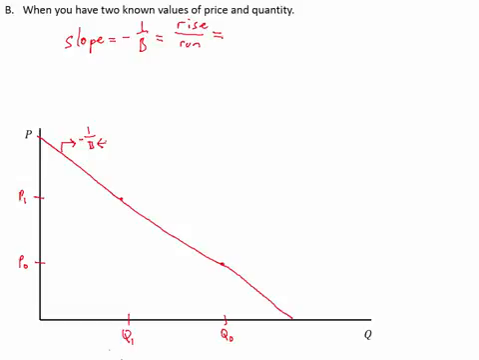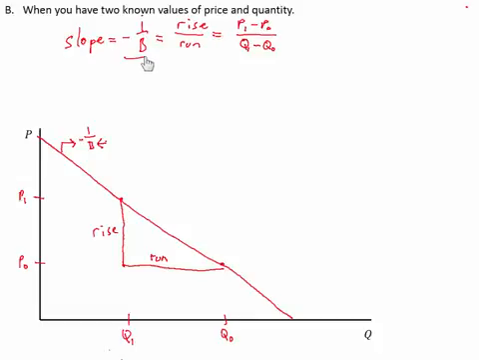Now, the rise in this case is P1 minus P0. It's how much the price has gone up. Okay? And the run is Q0 minus Q1, or if you want, Q1 minus Q0 to get the run going in the right direction. So what do we have? The rise over run is P1 minus P0 over Q1 minus Q0.